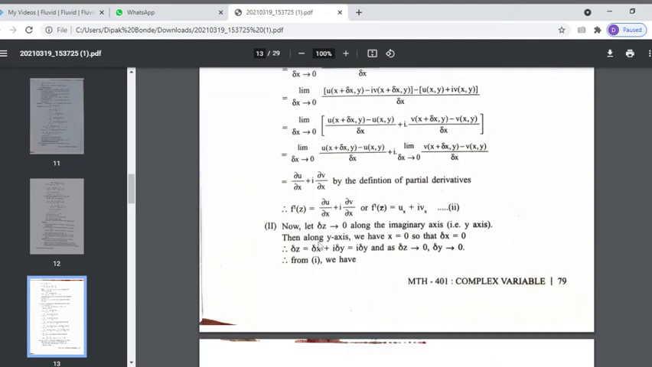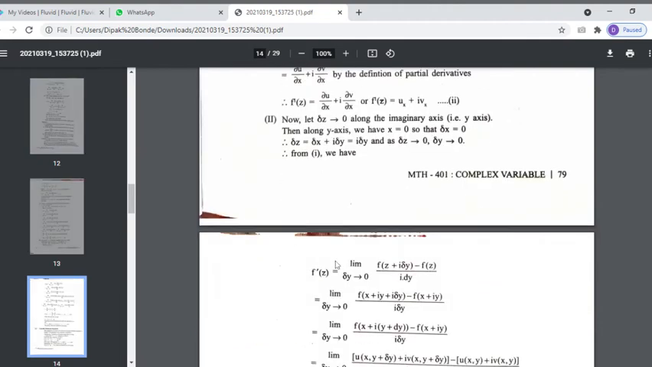Similarly, in the second case, delta z tends to 0 along the imaginary axis, that is, x = 0. It becomes delta x = 0. So delta z must be delta x + i delta y. So delta x is 0 means delta z is equal to i delta y.